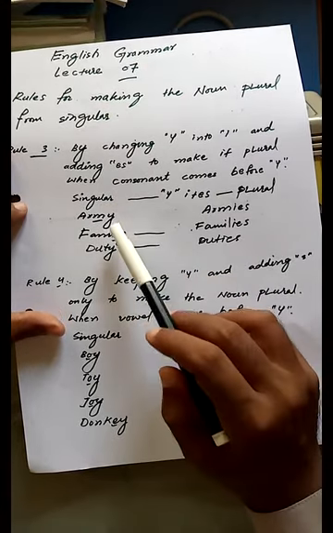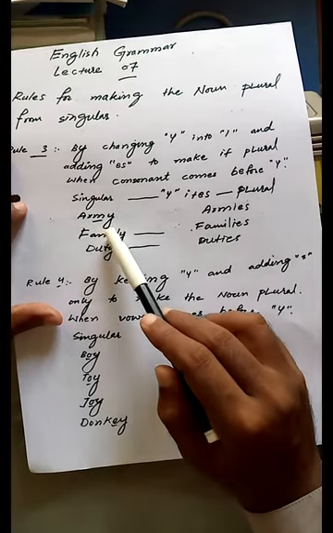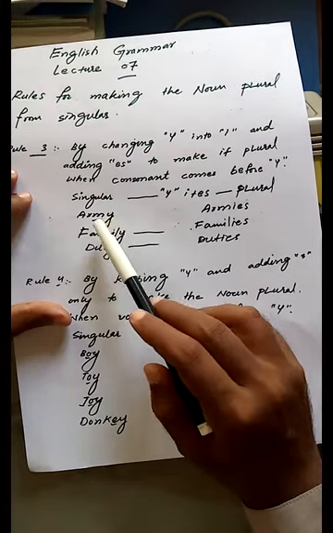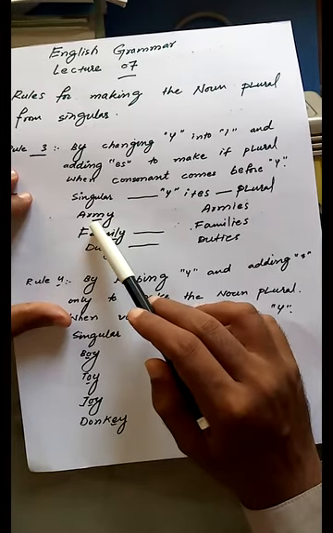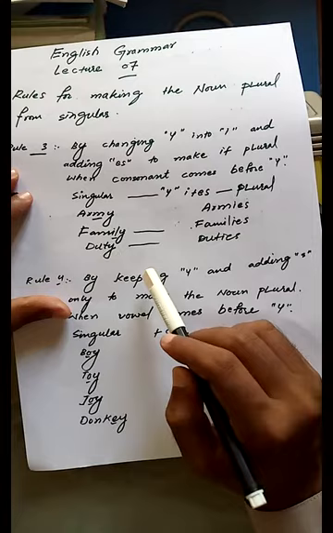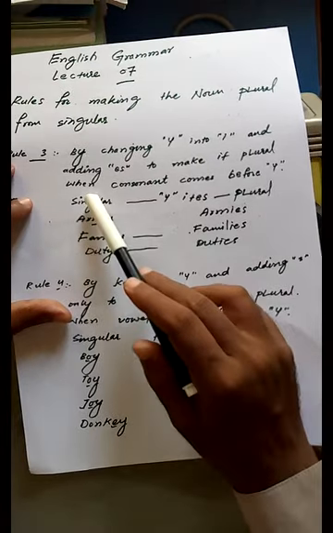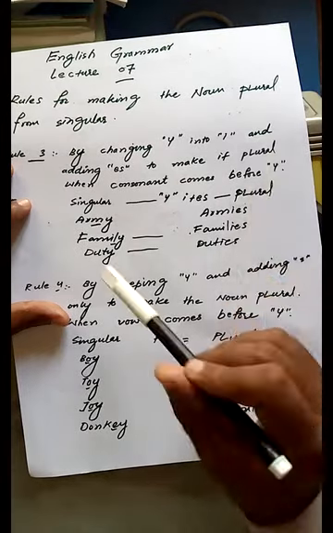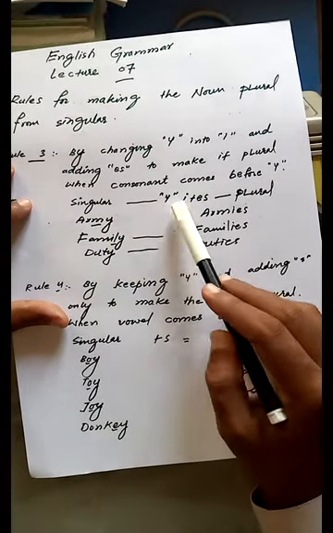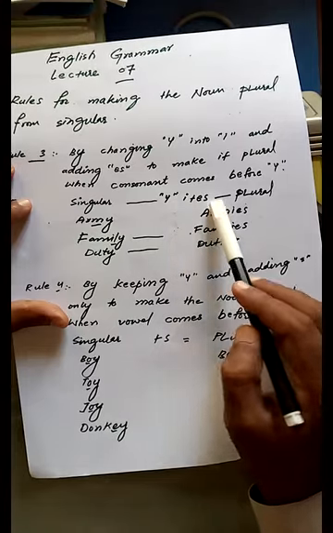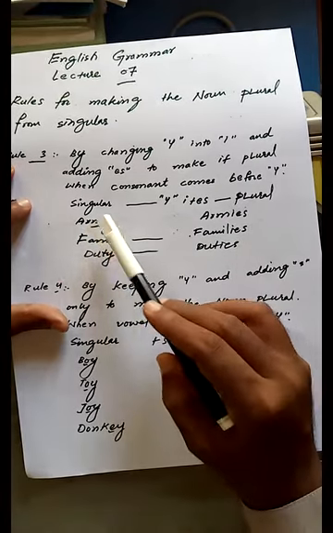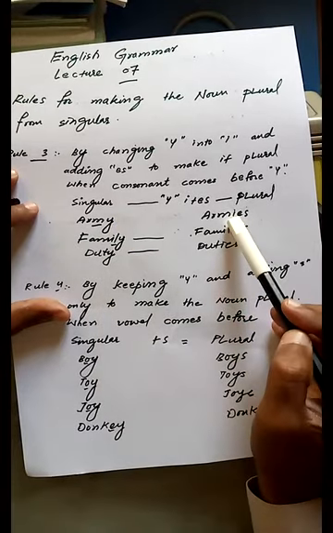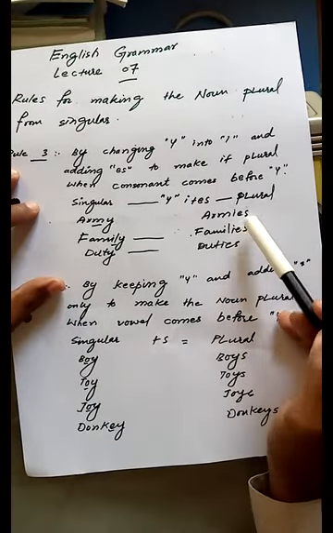Here some of the examples are army. What is the example? Good, army. So the letter before y is m. Can you tell me whether m is a consonant or a vowel? It is a consonant. So according to our rule, when a consonant comes before y, changing y into i, we must convert this y into i plus es to make it plural. So it is armies. This y will be changed into i, then es will be added to make it plural.